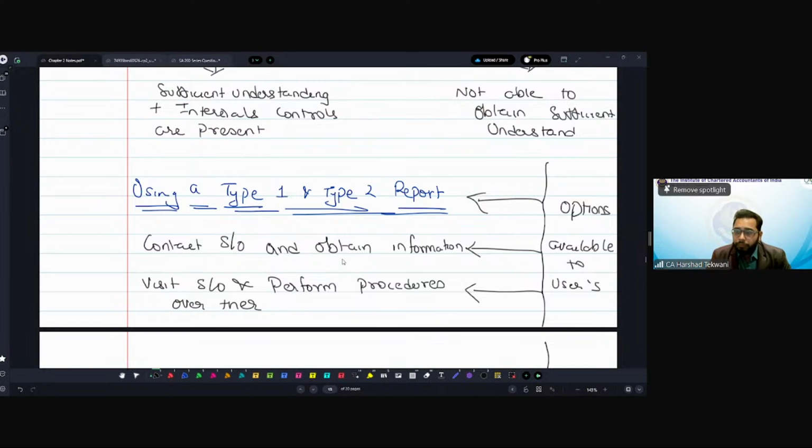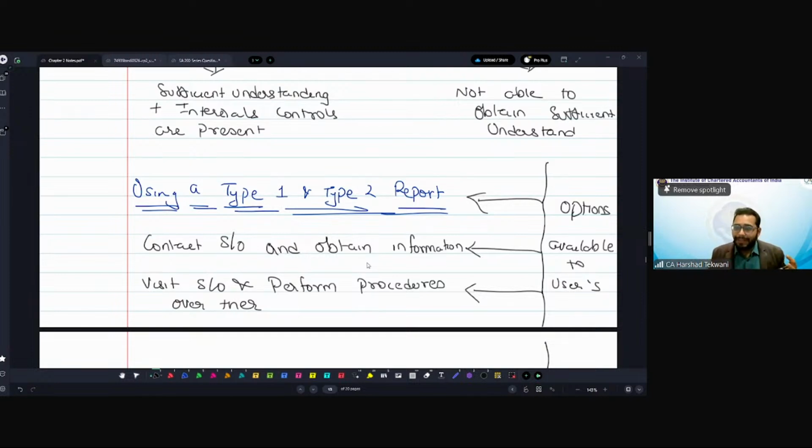Sir, to whom is it to be issued? See, type 1 and type 2 reports are issued by the service auditor. They are issued to the people who require it. Usually it is addressed to the management, but it is given to a specific set of people, that if you need it, you can use this type 1, type 2 report, where the auditor has provided reasonable assurance. But that doesn't go as a part of your audit report.